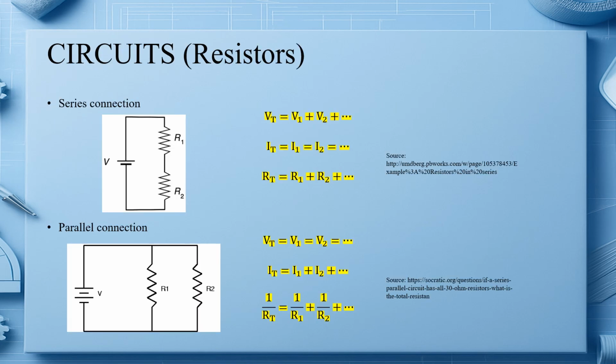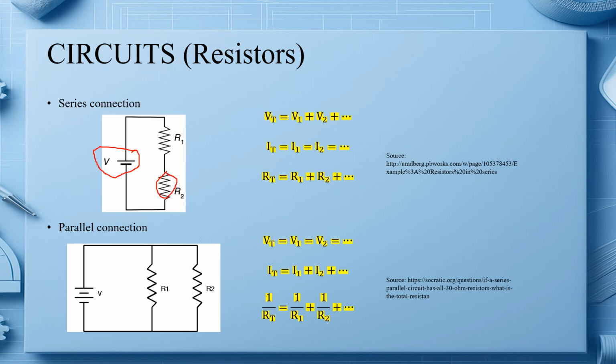So there are two types of connections for circuits. A circuit is the connection of resistors and a voltage source. The one here is the voltage source, and then these are resistors, R1 and R2. This is the symbol for resistors.